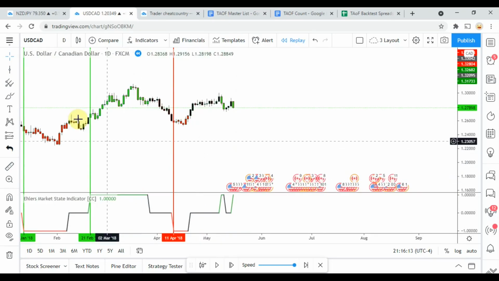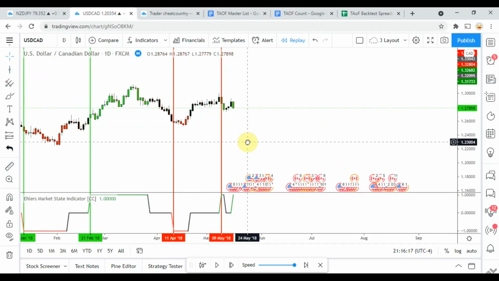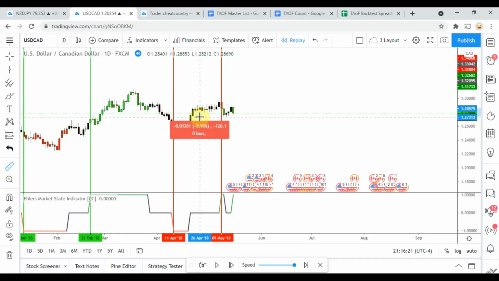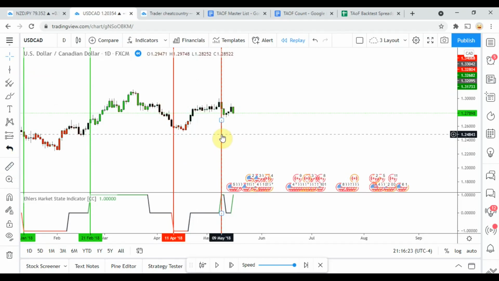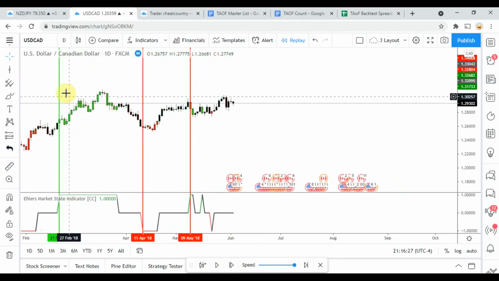So that one didn't work out too well. Then over here on this side, we pick up a long right there, and you can see that pretty quickly this thing does a pretty significant drop. That would have stopped us out.